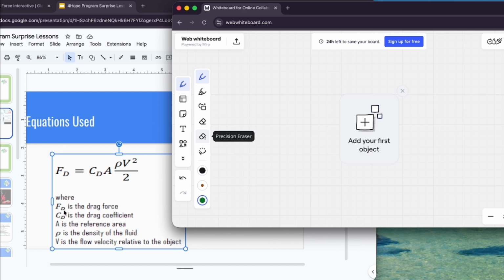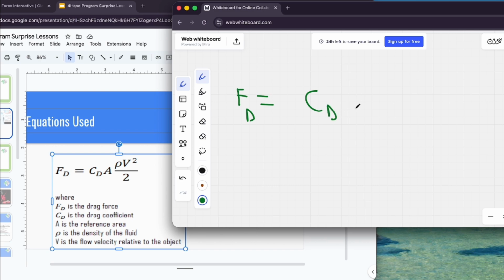We have FD, which is the drag force. This is essentially equal to the coefficient of drag, times the reference area, or the cross-sectional area, times the density, times the velocity squared. This is the flow velocity. Remember in Bernoulli's equation, that flow velocity? That's really where the drag force is coming from. And it's multiplied by half here.